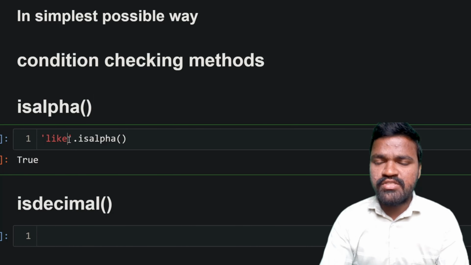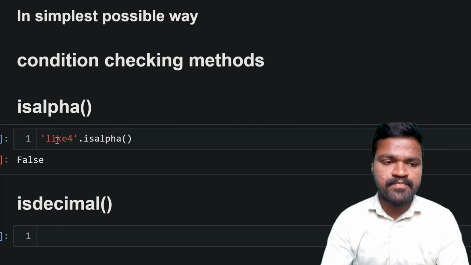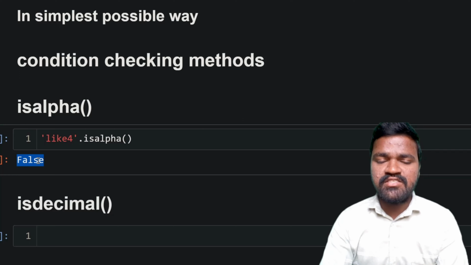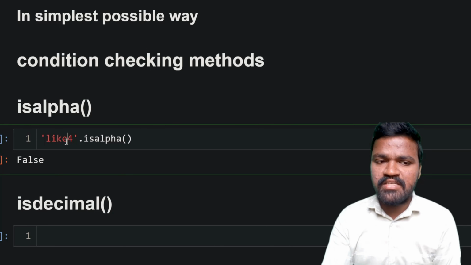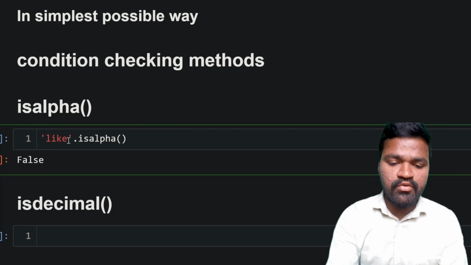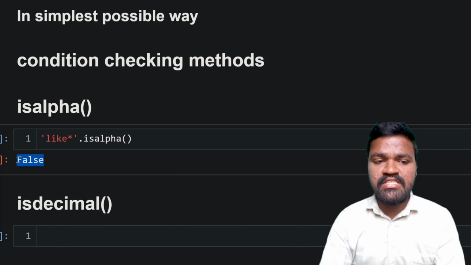So this isalpha method returns True when we have alphabets in the string. Let's say I will give some digit and see the result. Let's say I am giving 4 here. You can see we have the string 4, and if I execute this, you can observe the difference. We are getting False. Except alphabets, if we have any other elements, we will be getting False. Let's say I give some character like a star here, and now if I execute this, we still get the result False.